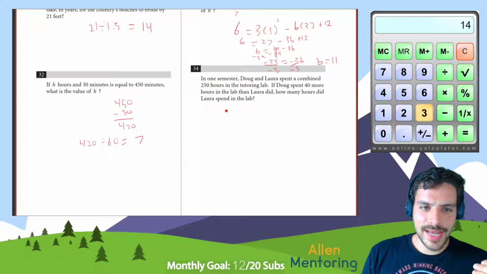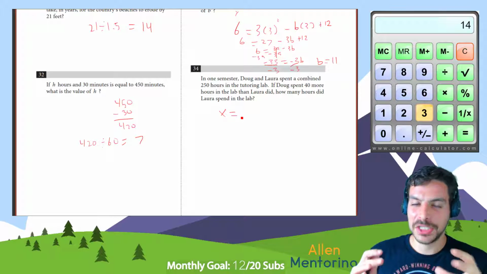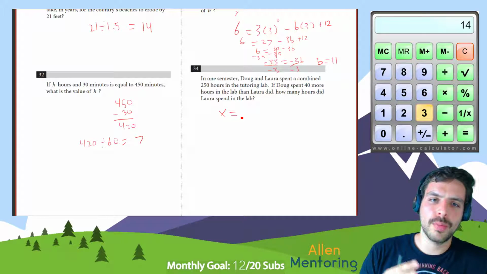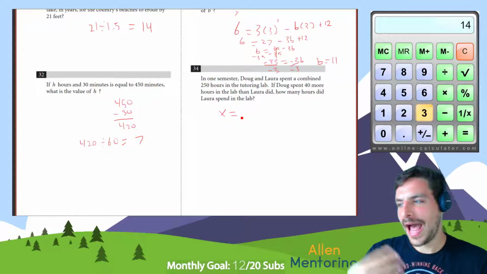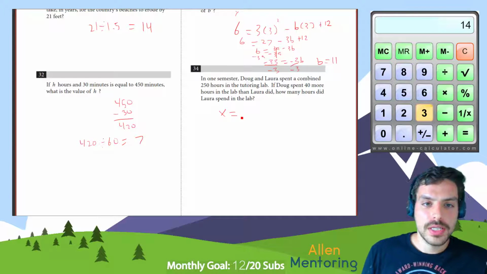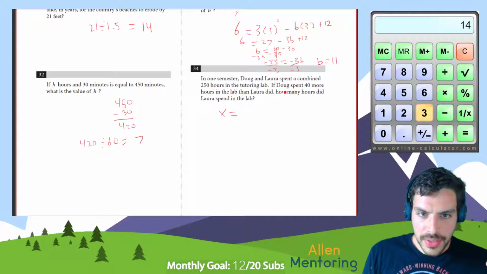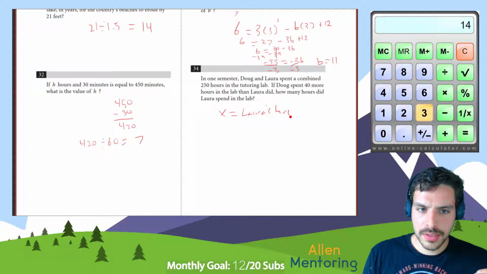We want to set x to be the lower person's value. You could do it either way, but I suggest setting x to the lower person's, the person with the least amount of hours, or the youngest person, whoever has the lowest number in that problem. So in our case, Doug spent 40 more hours than Laura did, so Laura's going to have a lower number. So we're going to set x to be Laura's hours.